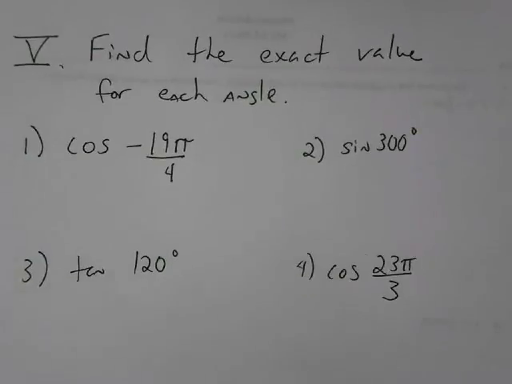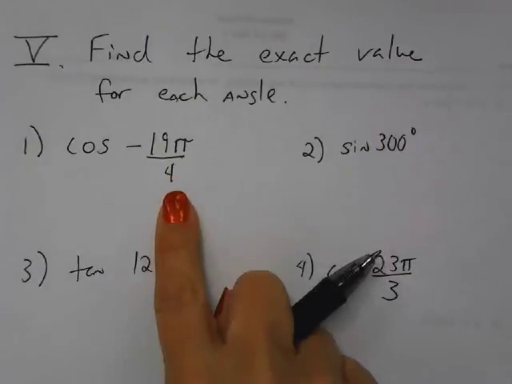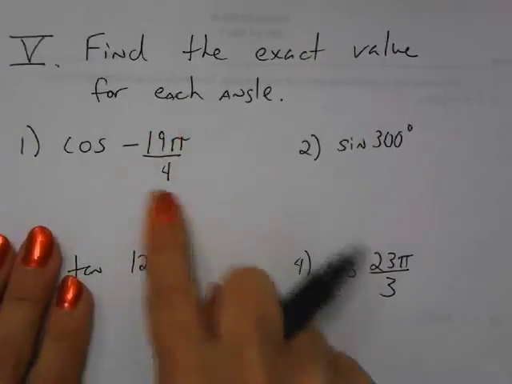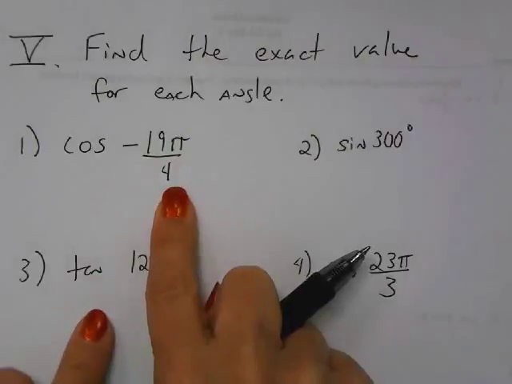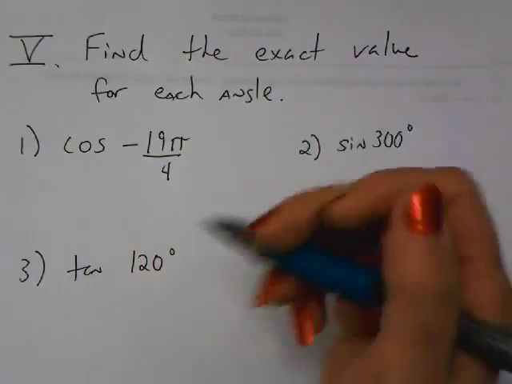Alright, so get your little trig help sheet out, and we're ready to roll. So the first thing we need to do is figure out what our reference angle is. If you remember, if it's already in this way, the reference angle is just whatever the denominator is. So my reference angle is pi over 4.